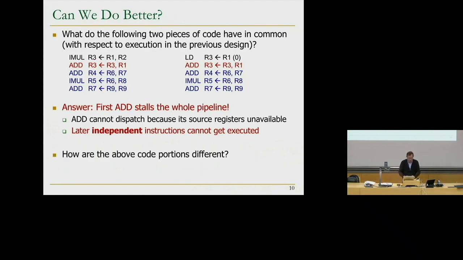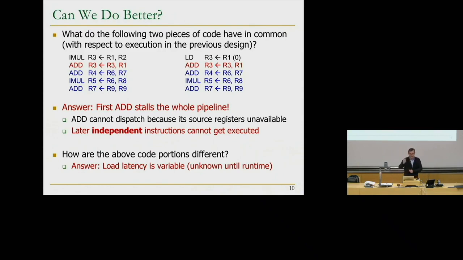So, okay, how are the above code portions different? Load latency is variable. I've already given you that. Multiply latency is usually not variable, but it could also be variable. It depends on the value that you have. If one of the operands is zero, you may have a shortcut in hardware that directly gives you zero, right? You have a zero checker. As opposed to doing the multiply cycle by cycle, you just check if any of the operands is zero and you return a zero. So that could also be variable.